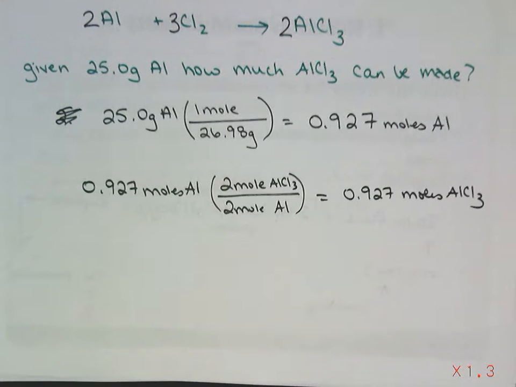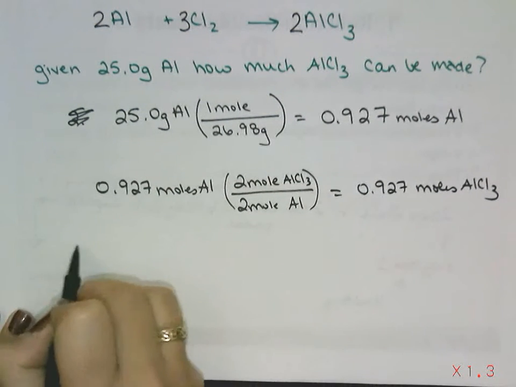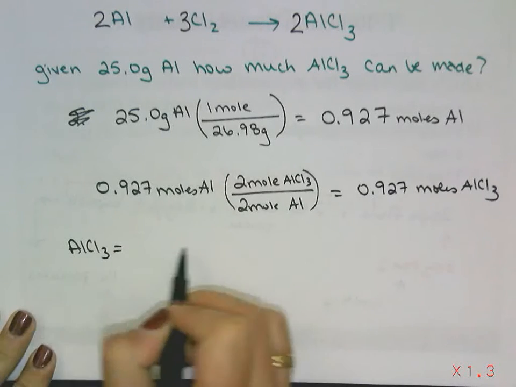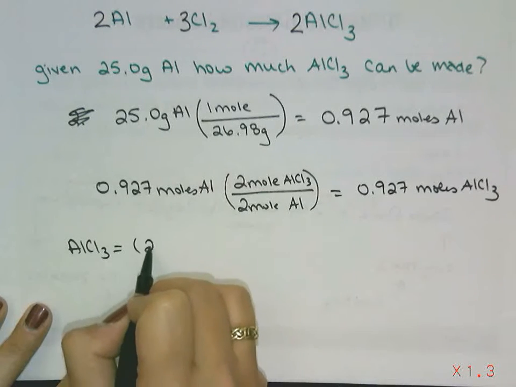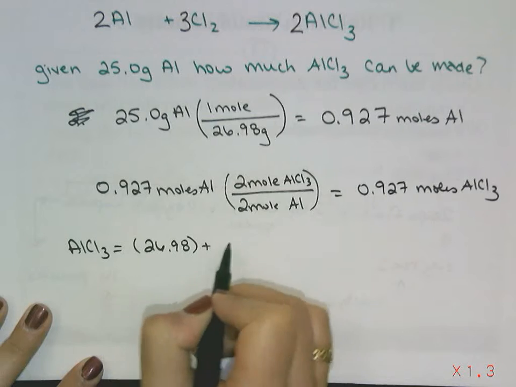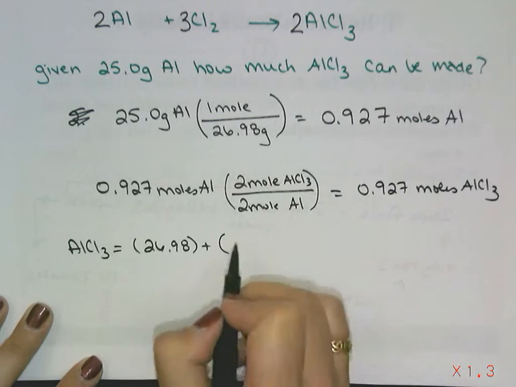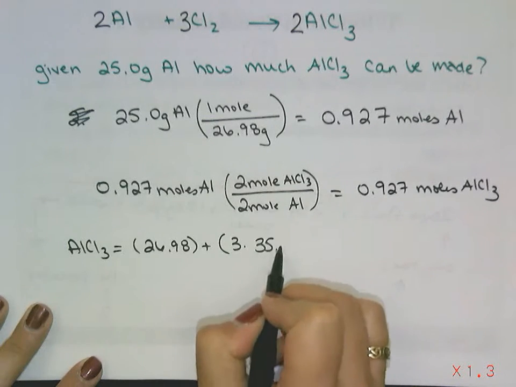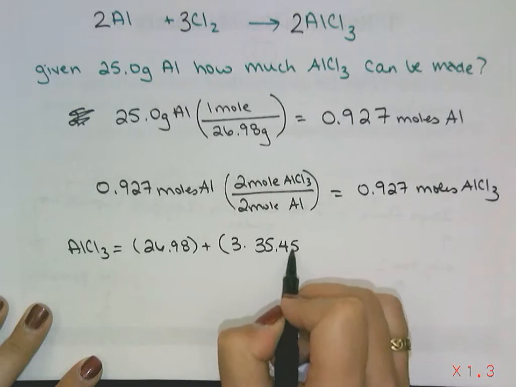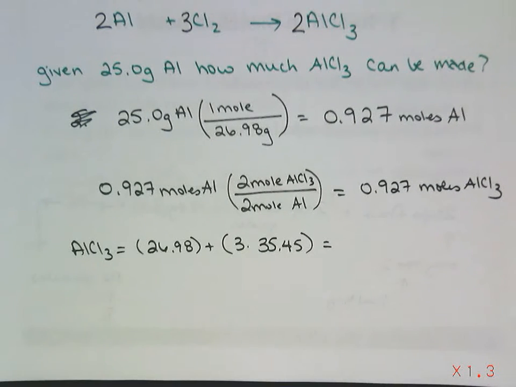All right, so then how do I get moles of aluminum chloride into a mass of aluminum chloride? I know the molar mass. Let's see. Okay, so what I say, aluminum is 26.98 plus 3 times 35.45.